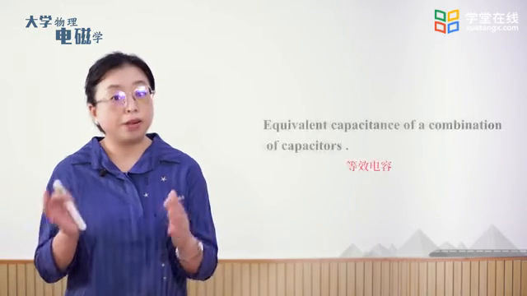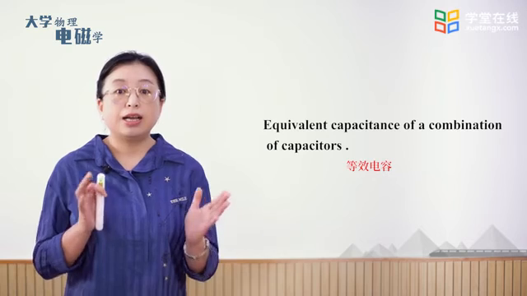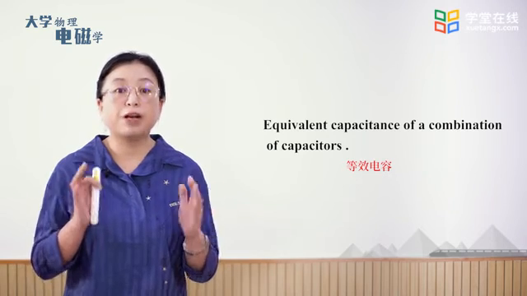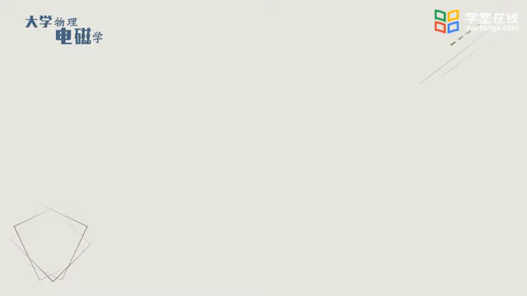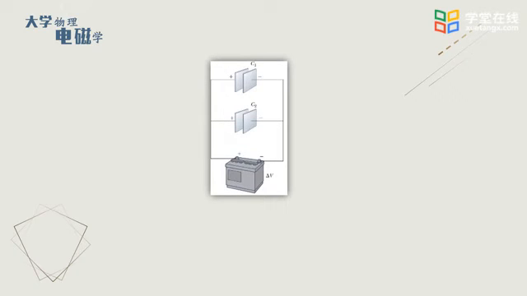Next, we are going to talk about the equivalent capacitance of a combination of capacitors. Please look at this figure. The left plates of both capacitors are connected to the positive terminal of the battery, and the right plates of both capacitors are connected to the negative terminal of the battery. Two capacitors connected in such a way are called a parallel combination of capacitors.